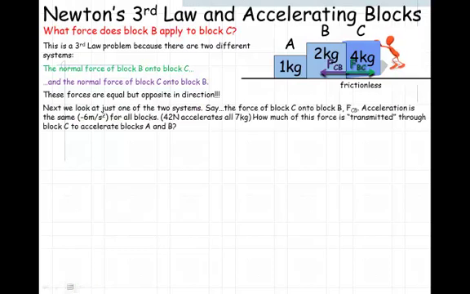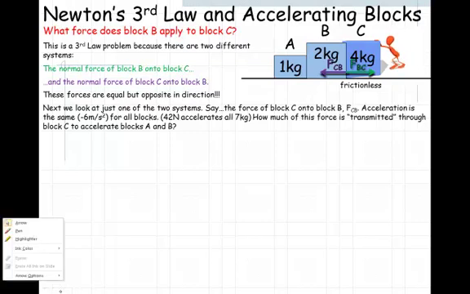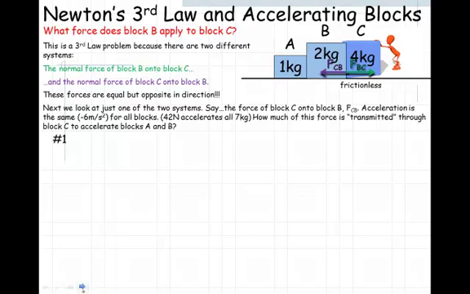Next, we look at just one of the two systems. So let's use the force of block C onto block B. The acceleration is the same for all the blocks, which means that all 42 newtons accelerate all 7 kilograms. How much of this force is transmitted through block C to accelerate blocks A and B? Well, that's where step 1 is so important. We have to use blocks A and B because both blocks are effectively being accelerated by block C.